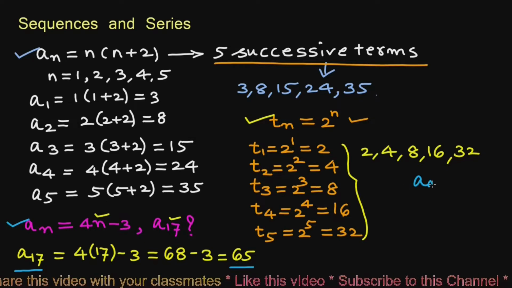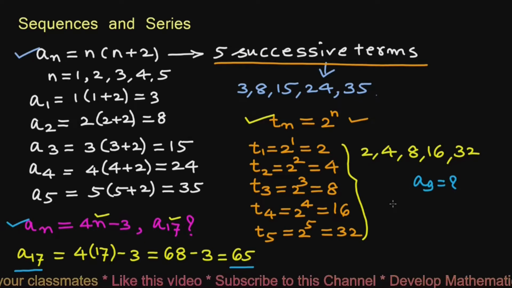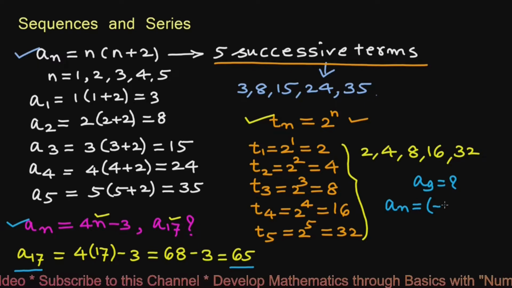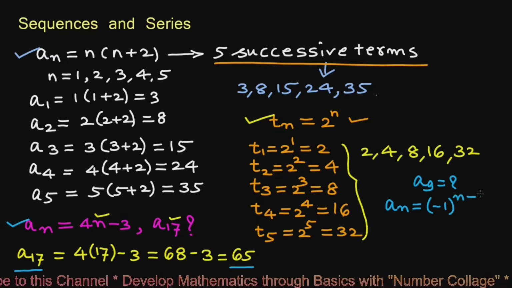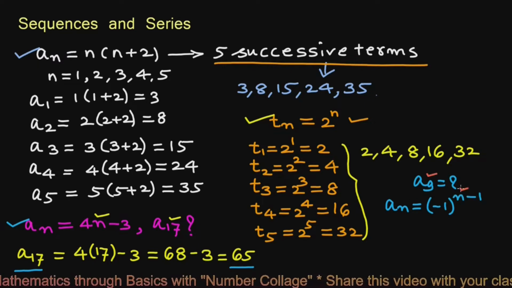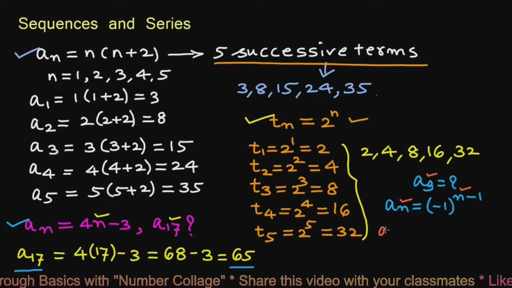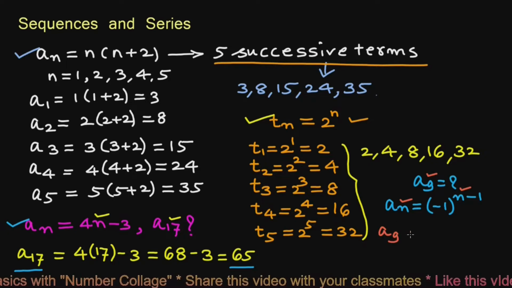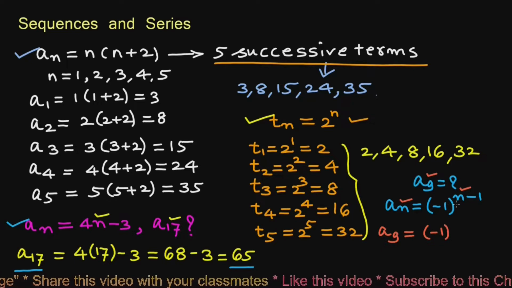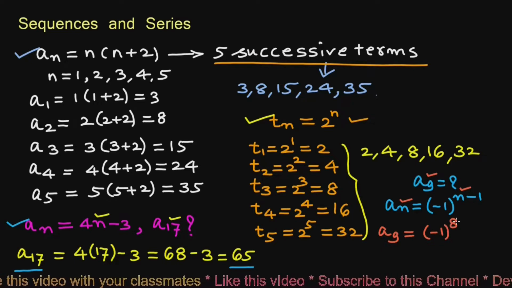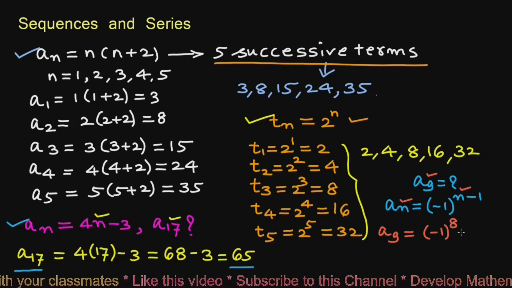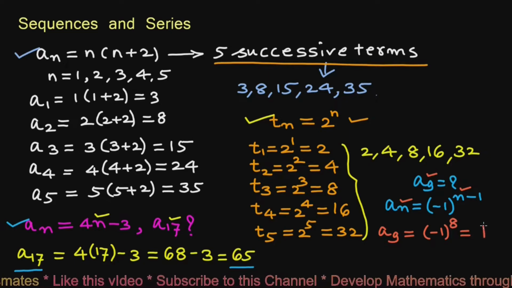What will be the 9th term of the sequence an equals minus 1 to the power n minus 1? We will put 9 in place of this n. So the 9th term a9 will be minus 1 raised to 9 minus 1, that is 8. Even power of minus 1 is always plus. So the answer will be 1.